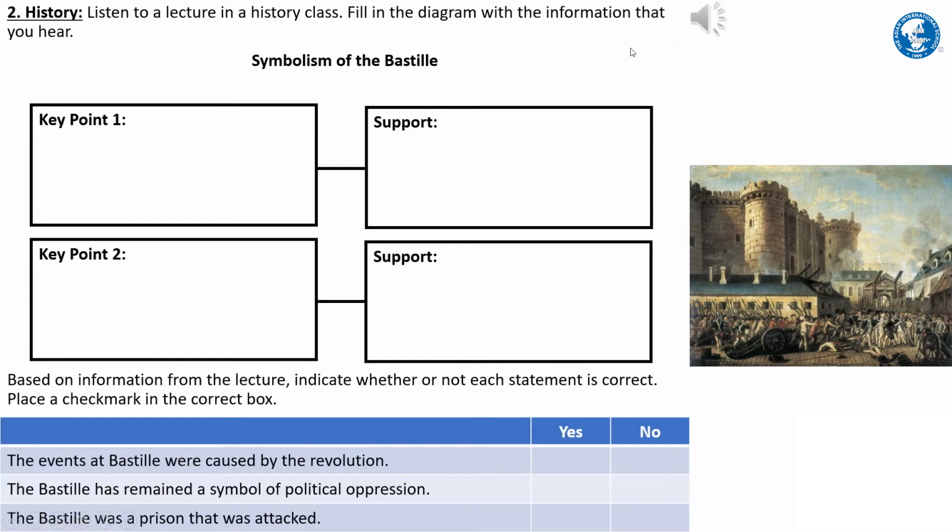2. History. Listen to a lecture in a history class. Fill in the diagram with the information that you hear.